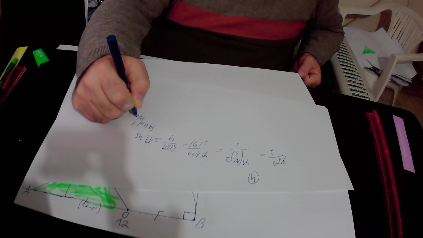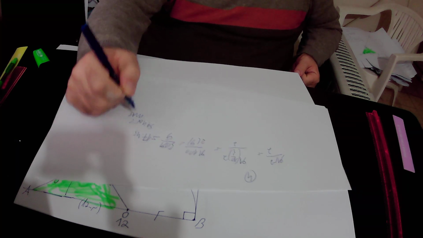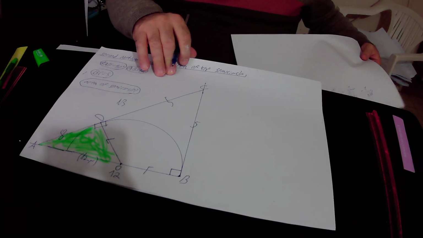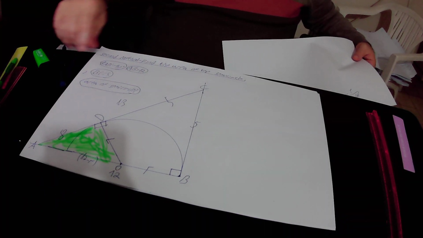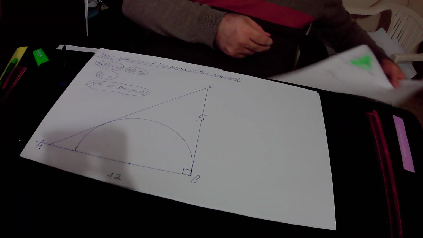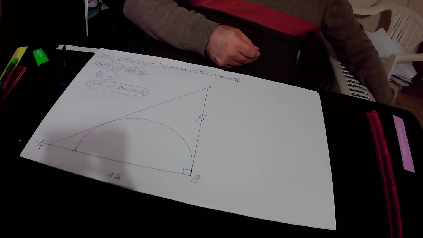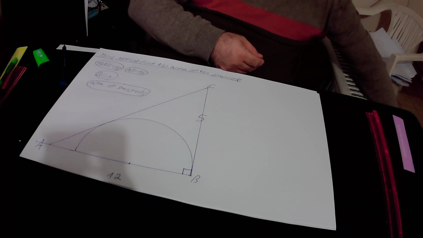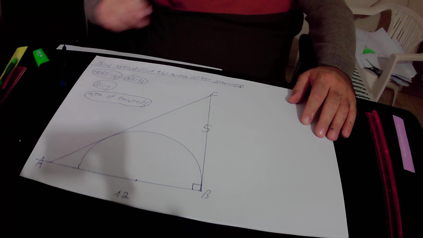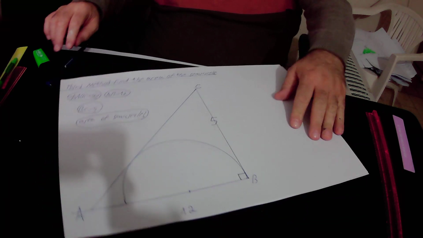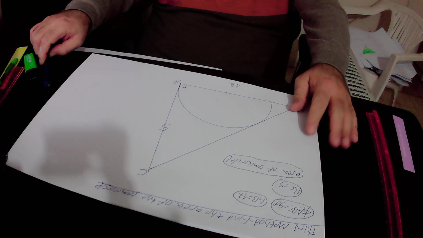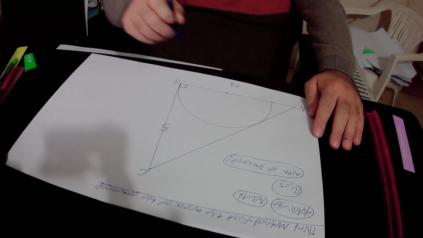Okay, so we finished with the second method. In the next step, I will present to you how to find the area of this semicircle according to the third method. Okay? Here, I will not repeat the things that I did in the second method.